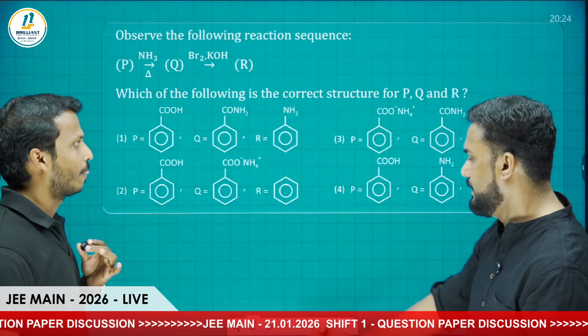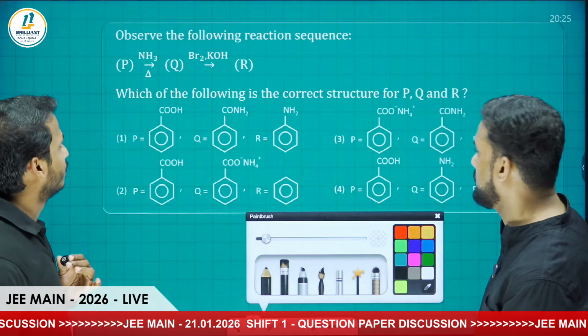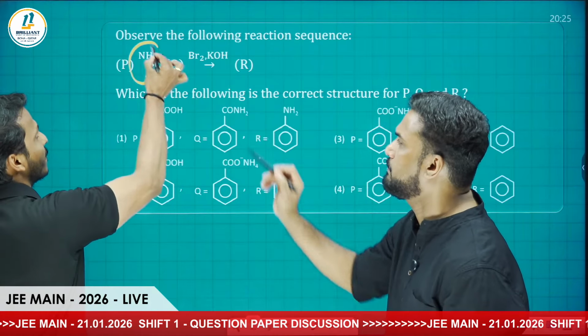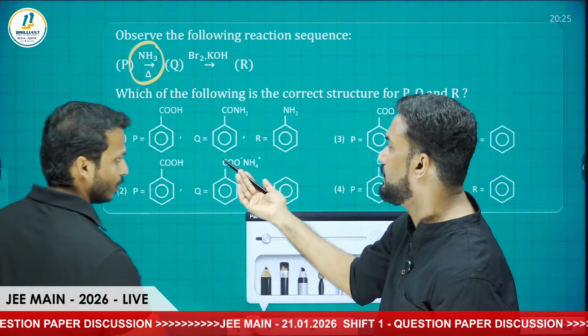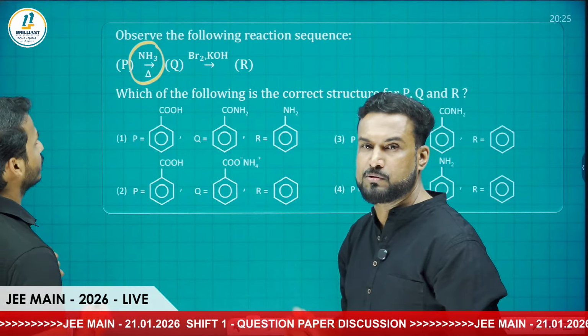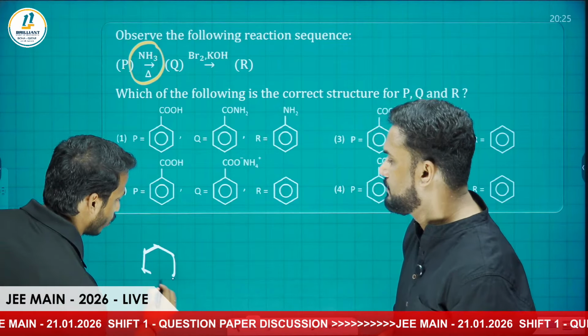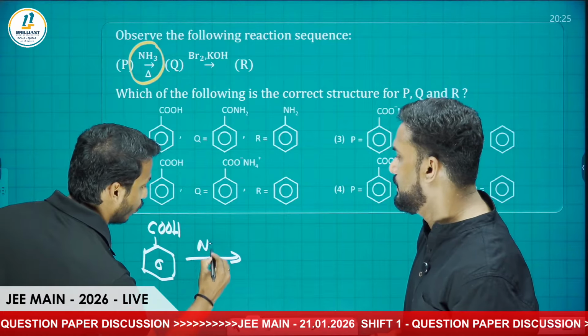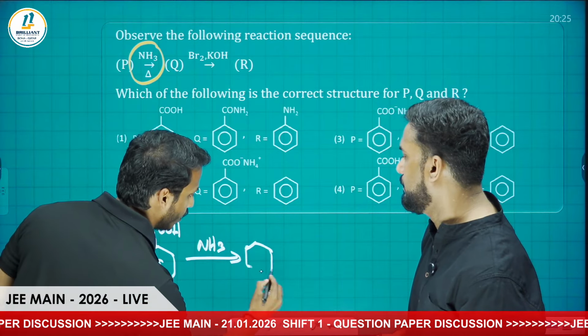Next question: observe the following conversion. It's comparatively an easy question, and they asked it directly. You can easily predict, because reacting with ammonia means it can be an alkyl halide or a carboxylic acid. See, there is no halogen given, so obviously it will be a carboxylic acid. P is benzoic acid. Benzoic acid reacts with ammonia, NH3, and we will get an amide.